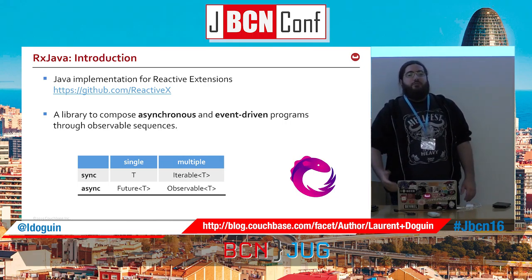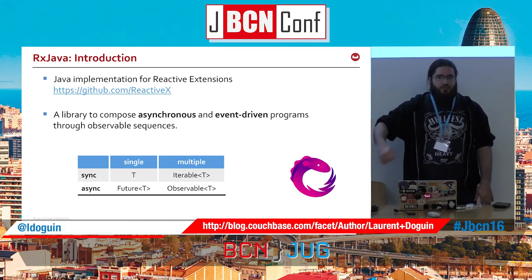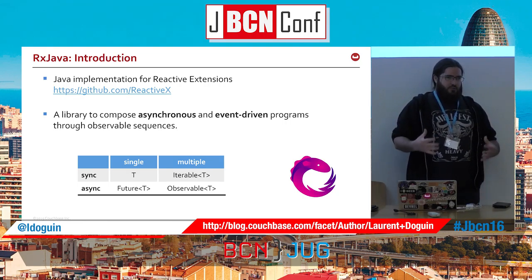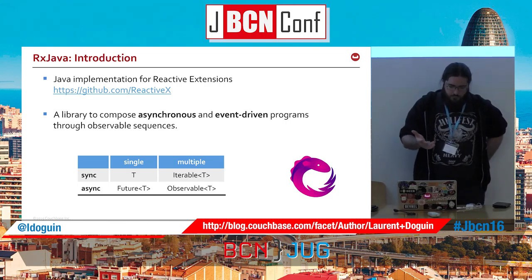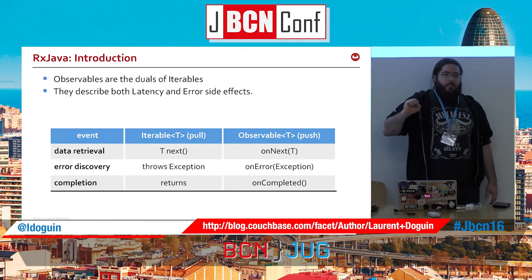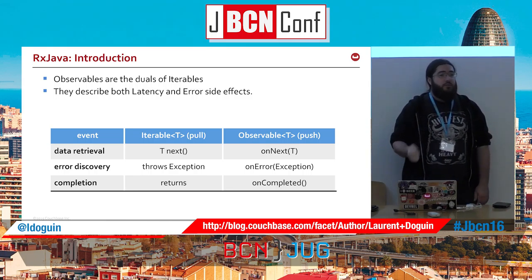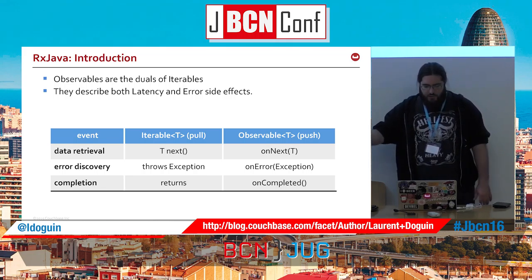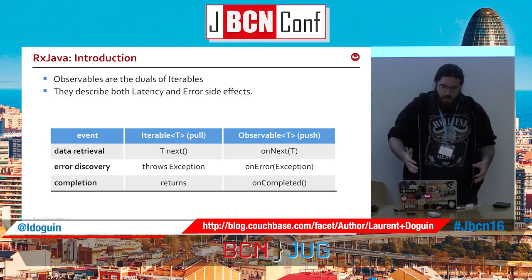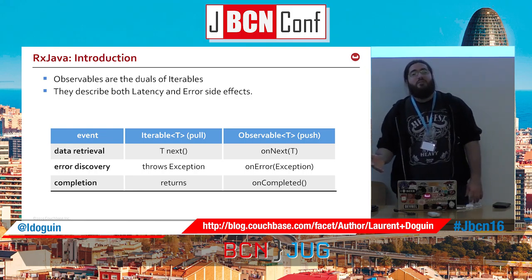If you want to get one object the synchronous way, give me T, give me an object. If you want multiple objects, you have an iterable: next, next, next, etc. When you go asynchronous, if you want just one object, Future. And if you want multiple objects, you can use Observable, which is what RxJava uses, and it moves you from this pull model to a push model. When something happens, when an error happens, just deal with it, and when it's completed, just return a result. If you go the push way, every method starts with on, for a very good reason: it's completely based on events.